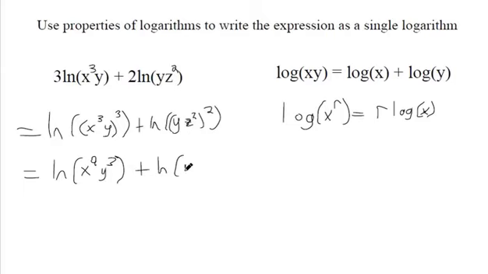And same thing in here. This is y to the second, and then it's z to the fourth because of multiplication, not because of addition, right? Okay, and now we're ready. Now we have a logarithm without numbers out front, so we can just use this rule. We can say that it's a log of the two arguments being multiplied. So this is natural log of x to the ninth, y to the third, times y to the second, z to the fourth.